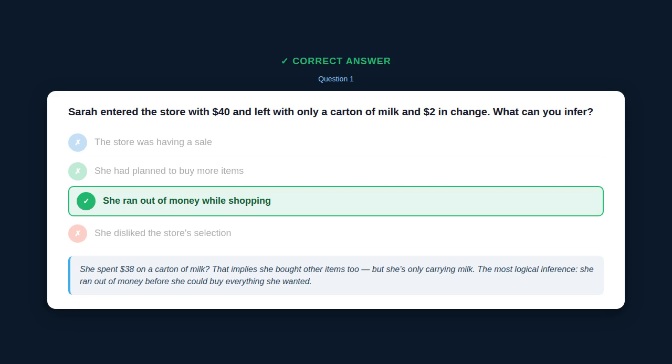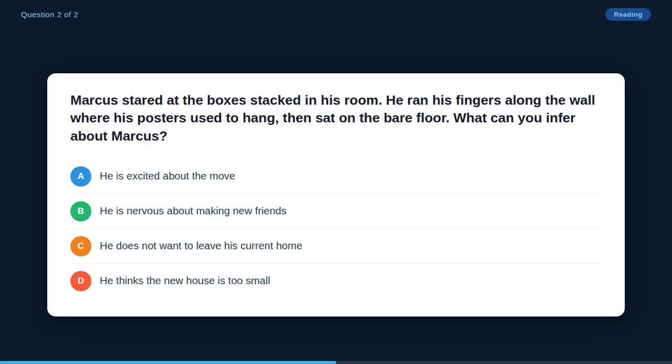Question 2 of 2. Marcus stared at the boxes stacked in his room. He ran his fingers along the wall where his posters used to hang, then sat on the bare floor. What can you infer about Marcus?